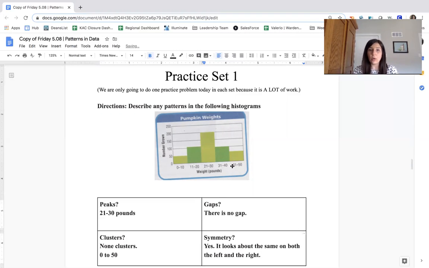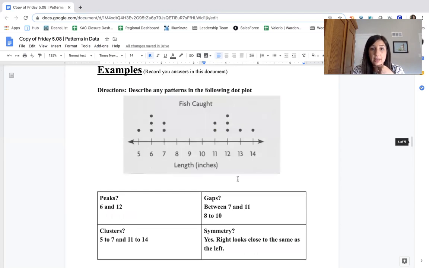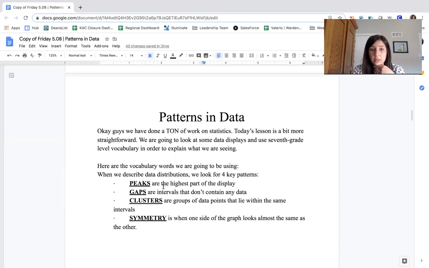All right, team, I want you to go ahead and do practice set number 2 and your exit ticket. Please don't hesitate to rewind the video to watch me go through these again if you need to, and definitely scroll back up to your definitions of peaks, gaps, clusters, and symmetry to make sure that you're doing everything correctly. Good luck.